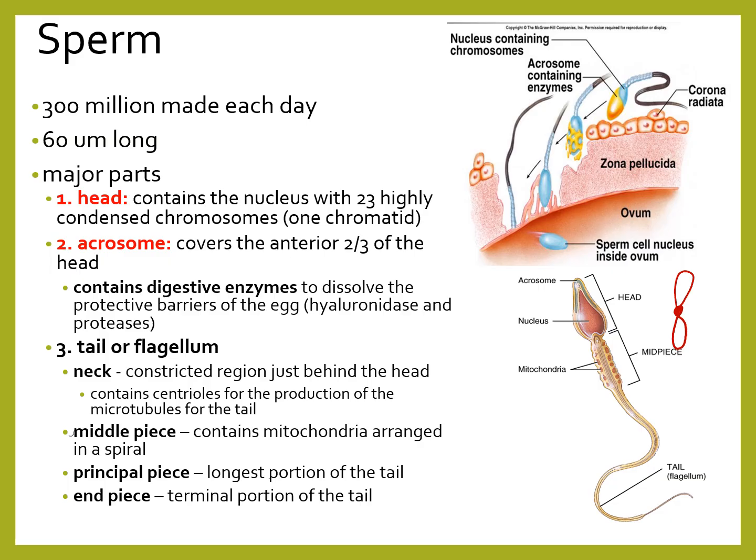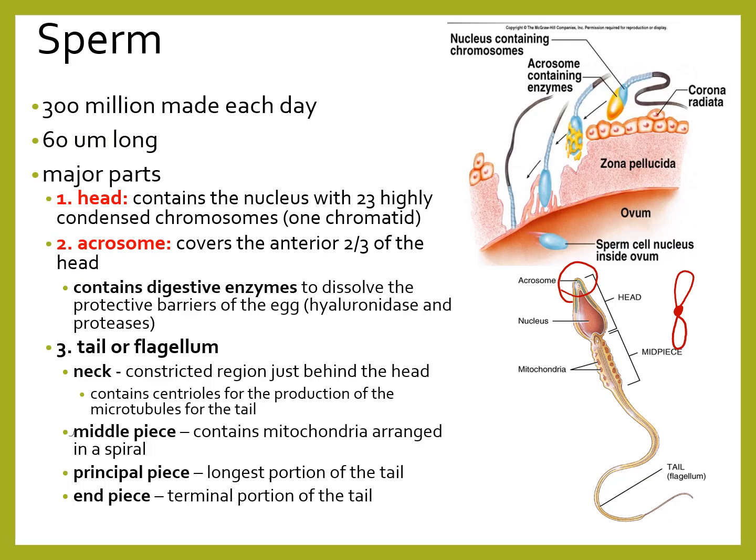Covering the tip of the sperm is a very special organelle called an acrosome. So this covers the head of the sperm. It is only found in sperm, and it is an organelle that contains numerous digestive enzymes. These enzymes are there for one purpose: to dissolve a protective barrier that surrounds the egg.